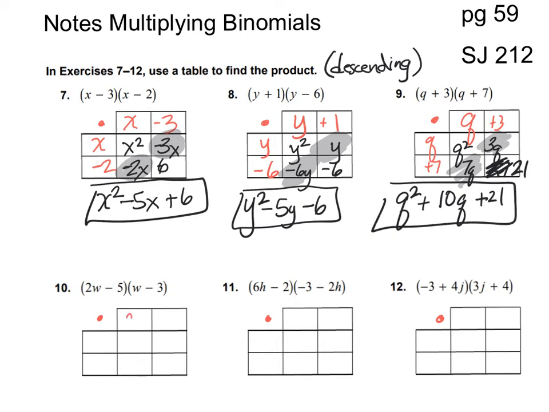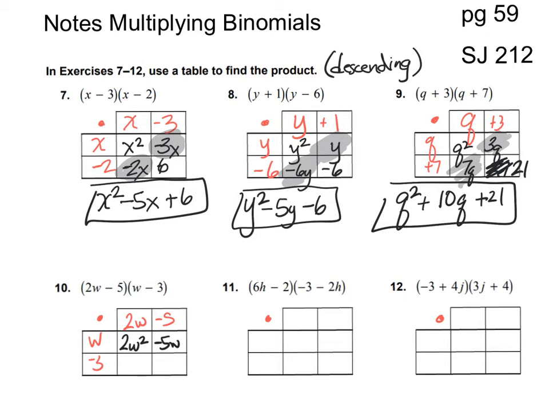Number 10, I'm going to put 2w minus 5 on the top and w minus 3 along the bottom. And again, I think I said this, but I'll reiterate. It does not matter if you would put w minus 3 on the top and 2w minus 5 on the bottom. Either of those is perfectly acceptable. I just put the first one on the top and the second one on the side. It does not matter. 2w times w, 2w squared. Negative 5 times w, negative 5w.